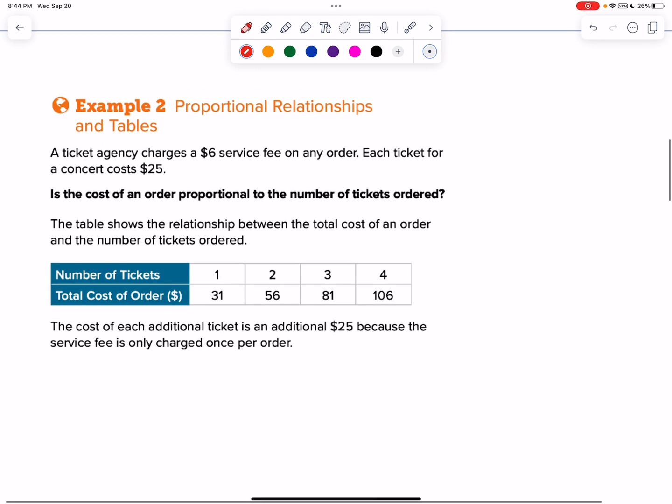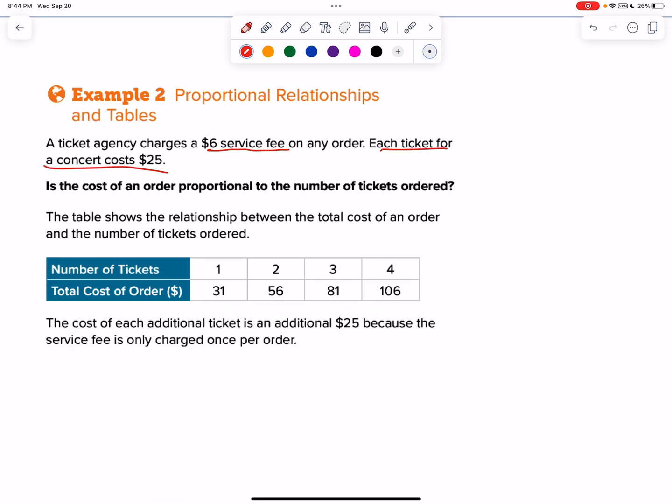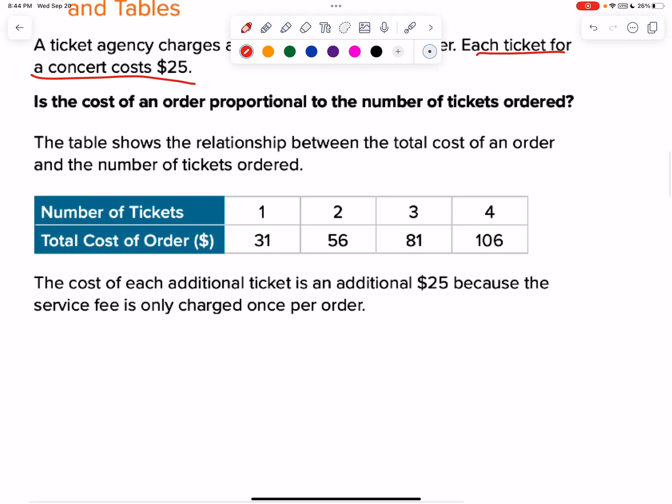All right, let's check example 2. Right away you can see each ticket is $25. There's the proportional thing, but there's this random $6 service fee per overall order, for a single order, not per ticket. If it was per ticket, we'd still have a proportion, but it's not per ticket. It's just on a single order with a variation of tickets. So let's go ahead and test these out. You really only need to test 2 to see if the table is proportional or not, because if 2 of them are not the same, then the whole table doesn't work.